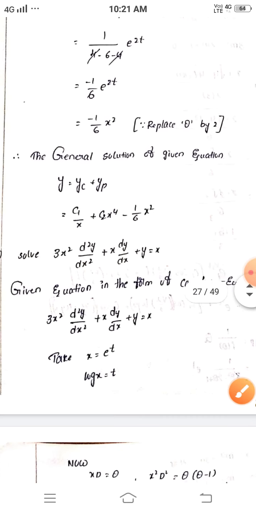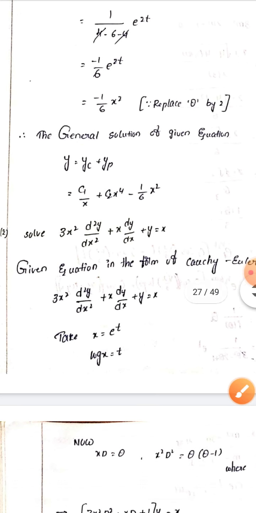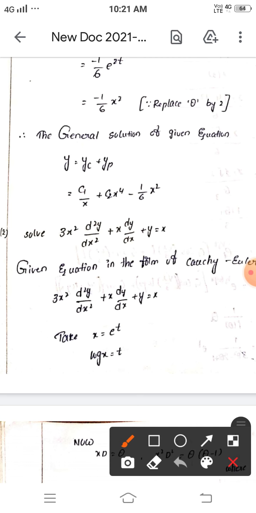After that, we simply express the general solution of the Cauchy-Euler equation as yc plus yp. We already got the yc in x as c1 by x plus c2 x power 4. Now we have the yp in x as minus 1 by 6 x square. So finally, this is the general solution of the Cauchy-Euler equation.